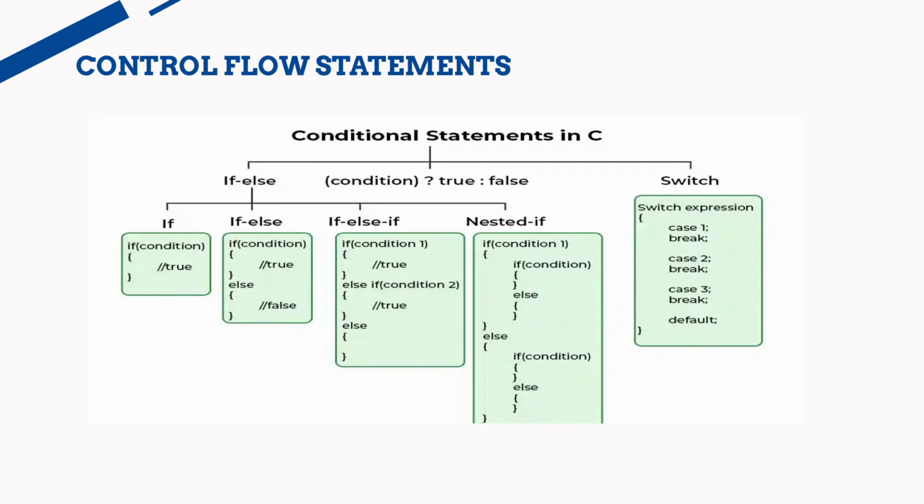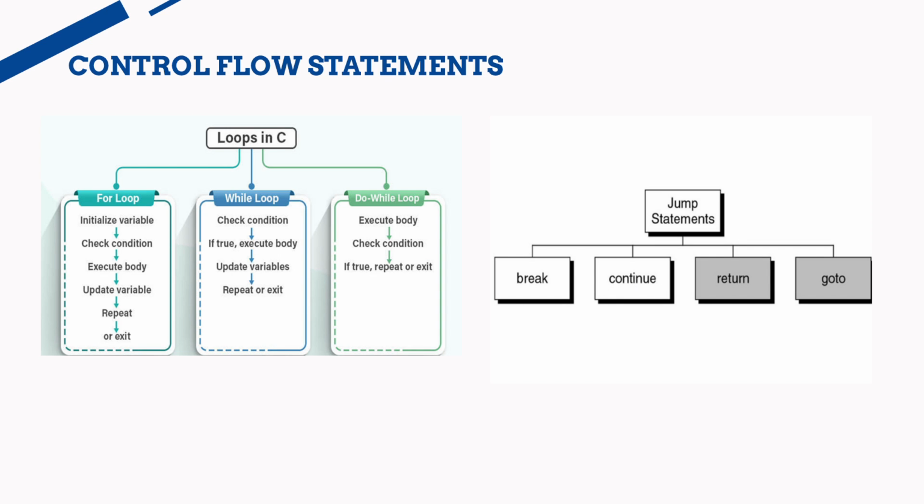Conditional statements in C, that is if else. If else is categorized into four: if, if else, else if, nested if. And the syntax is shown. And another one is switch. Loops in C. For loop is used when the iteration is known: initialize the variable, check condition, execute body, update variable, repeat or exit. While loop: check condition. If true, execute the body, update variable, repeat or exit. Do while: execute body, check condition. If true, repeat or exit. Another one is jump statements. Jump statements are mainly break, continue, return and goto.